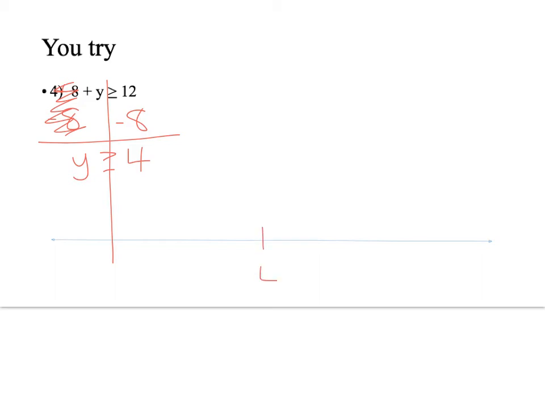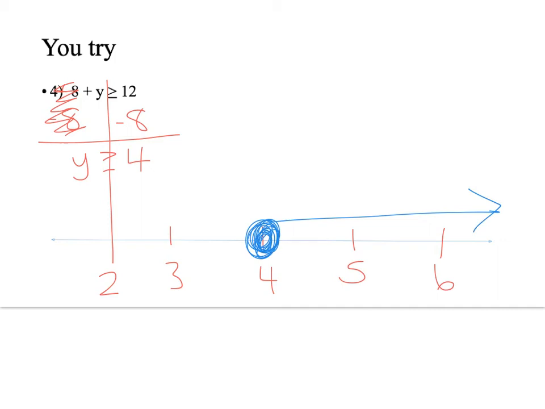So 4 goes in the middle of your number line. Since this is greater than or equal to, that means that you're going to do a closed circle. And greater than means bigger. Bigger numbers are to the right. Also, this looks like an arrow pointing to the right, so you should draw this arrow pointing to the right.